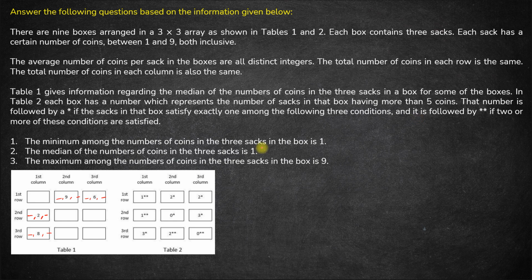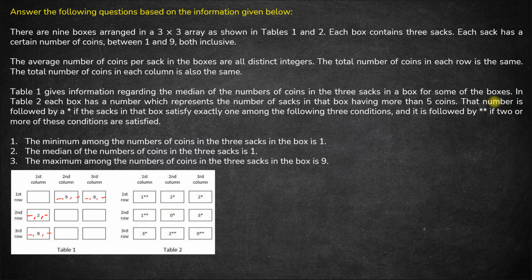Fine. Next is in table 2, each box has a number which represents the number of sacks in that box having more than 5 coins. So for example, this box has only one sack containing more than 5 coins. So more than 5 means 6, 7, 8 or 9. Here also there is only one sack containing more than 5 coins. So if there is only one sack containing more than 5 coins, that means the remaining 2 sacks will have 5 or less than 5 coins, right? In this box, all the 3 sacks contain more than 5 coins. In this box, none of the 3 sacks contain more than 5 coins. Okay? So this is the information as far as number in this table is concerned.